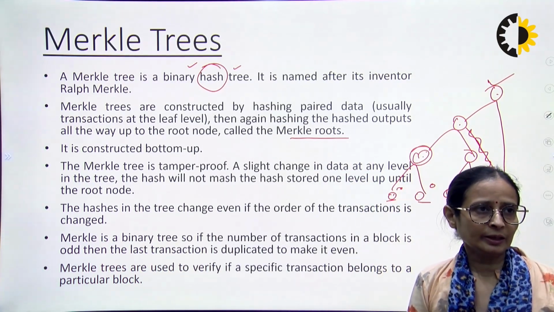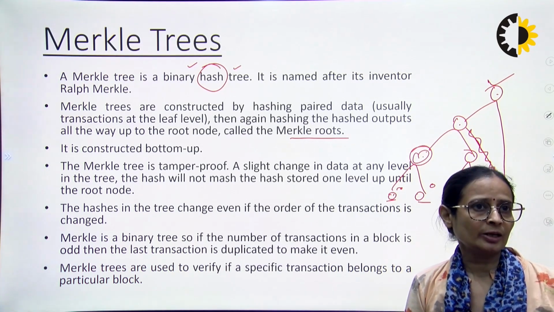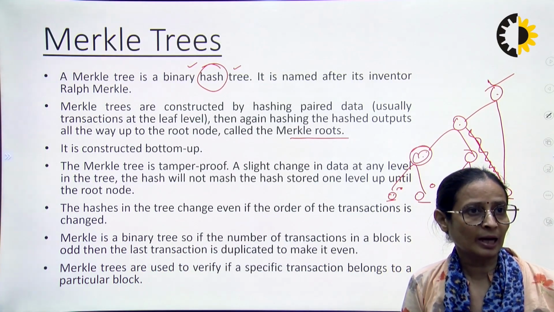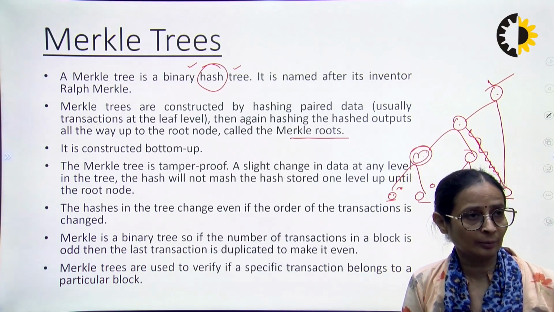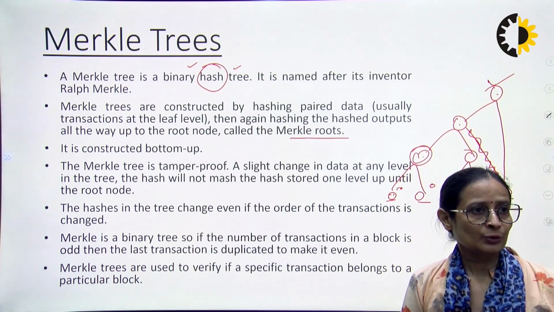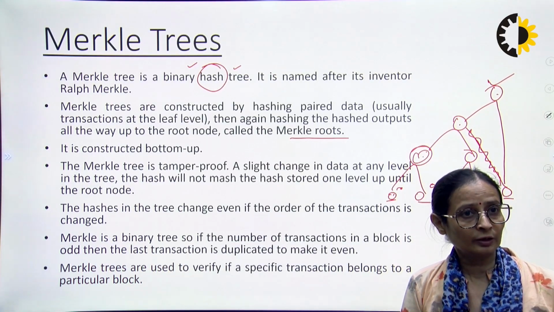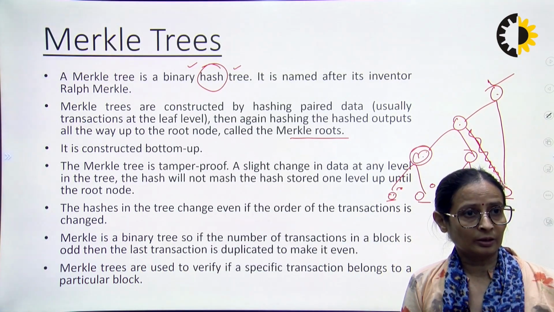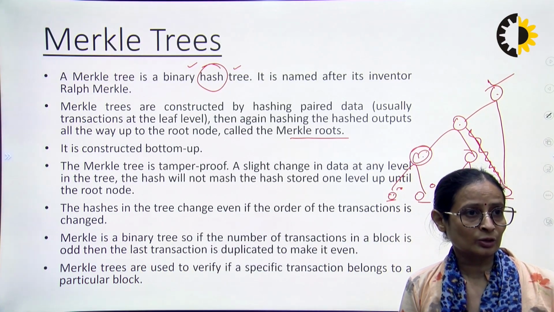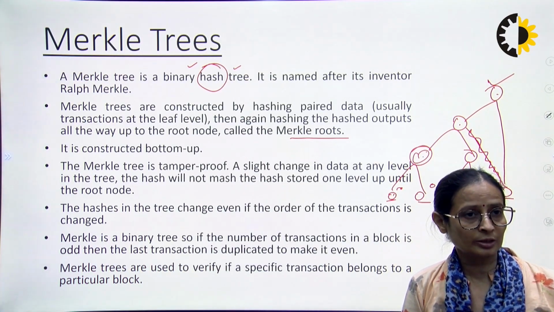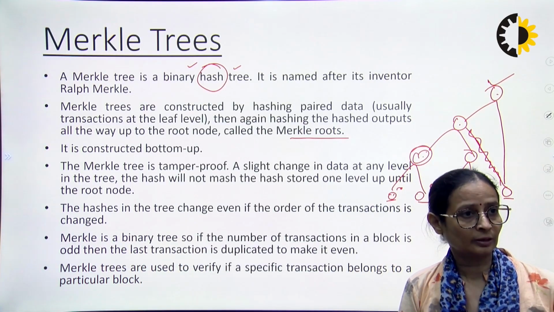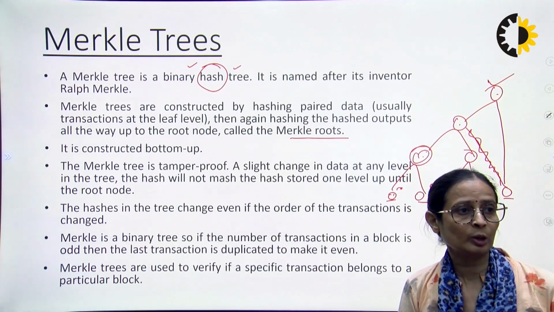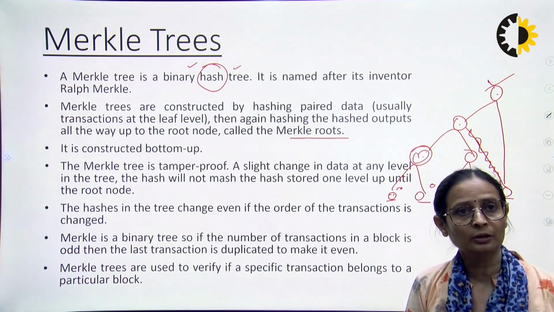The Merkle tree is tamper proof. A slight change in the data at any level in the tree, and the hash will not match. The hash is stored one level up until the root node. So the hashes in the tree change even if the order of the transactions is changed. If the number of transactions in a block is odd, then the last transaction is duplicated to make it even. Merkle trees are used to verify if a specific transaction belongs to a particular block.